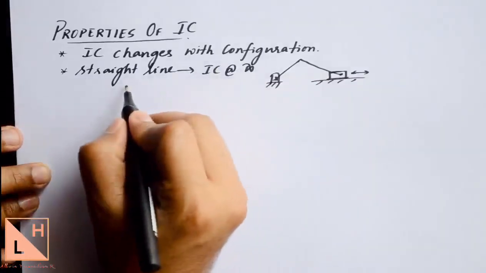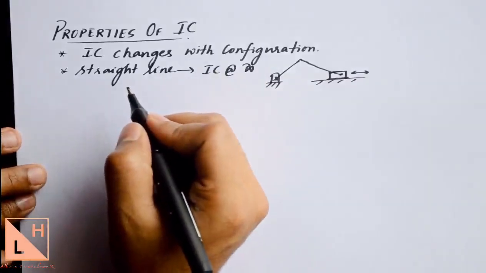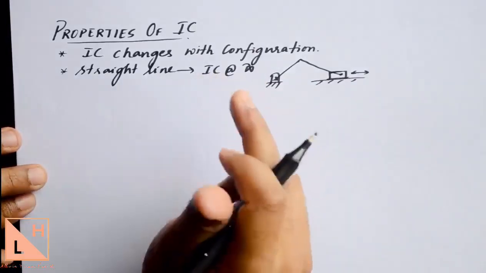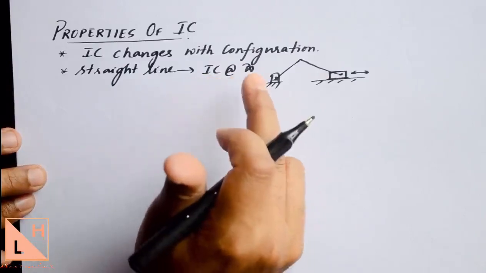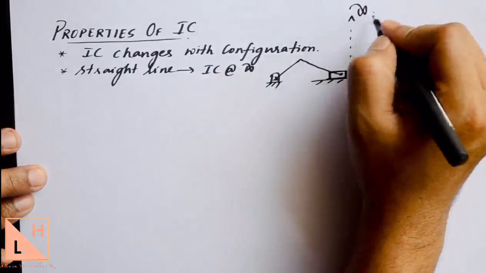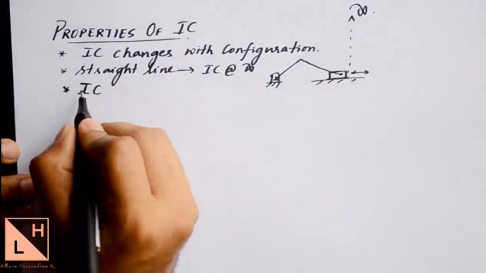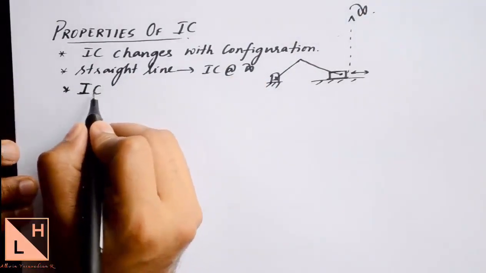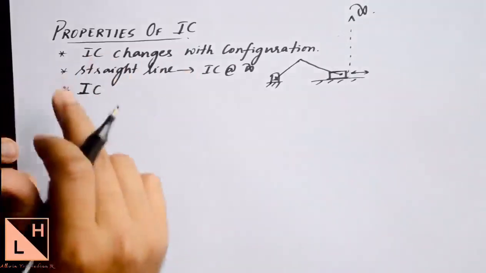For a straight line, the radius of curvature lies at infinity, which means that the instantaneous center also lies at infinity, and the center should lie somewhere here in the infinity. Now the third property is that the instantaneous center is simply a point about which the link is actually rotating.